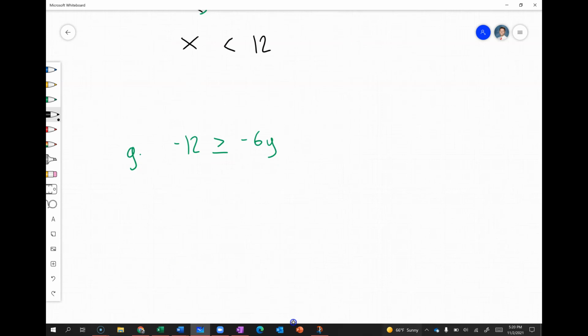Finally, our last example for this one. -12 is greater than or equal to -6y. So again, to isolate y, we would want to divide by -6. Negative 12 divided by negative 6 is positive 2. Again, we divided by a negative number, so we need to reverse the direction of our sign. And negative 6y divided by negative 6 is simply y.